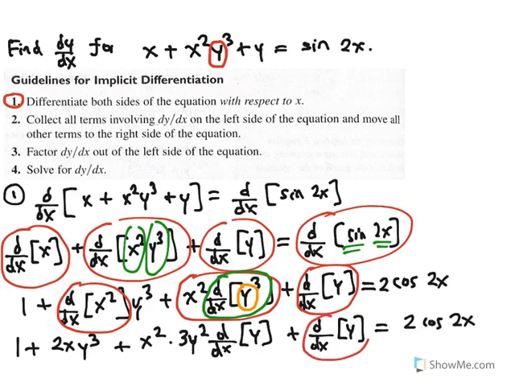So as I said earlier, this is dy dx, and this is also dy dx. And that's what we're looking for. So I will go ahead and just replace each of those with dy dx.